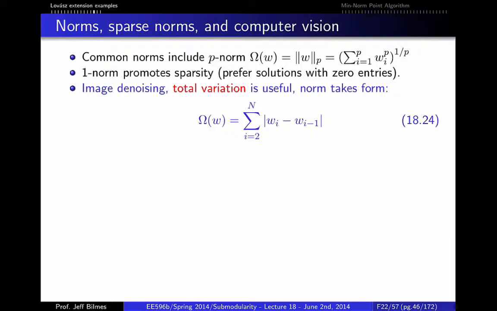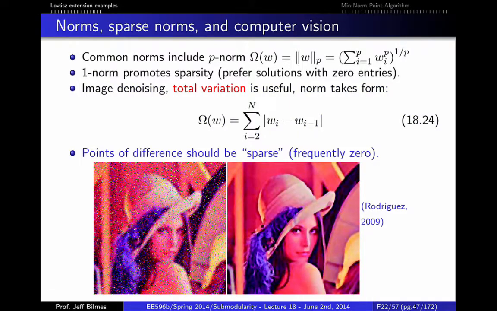Another form of sparse norm, as I mentioned, is the total variation norm. And it takes the following form, where we take the sum of the absolute values of the differences of the coefficients. This is the one-dimensional total variation norm, but there's also a two-dimensional total variation norm. And what equation 18.24 does is say that for successive or nearby points, you have an absolute value over them, so you're basically asking the differences to be sparse. You're asking for very few differences.